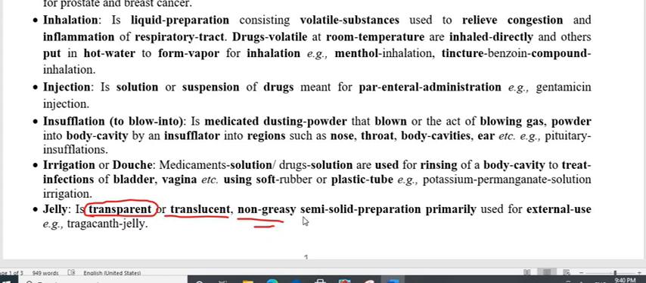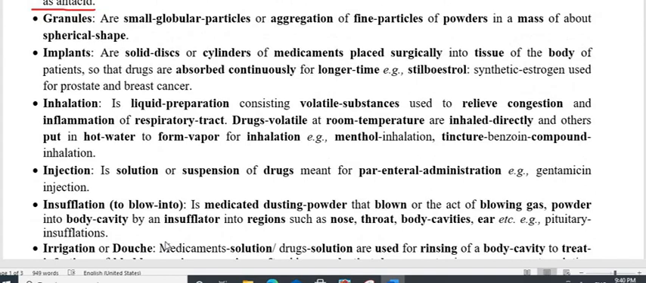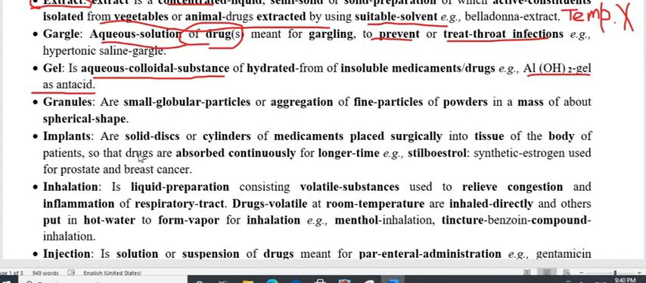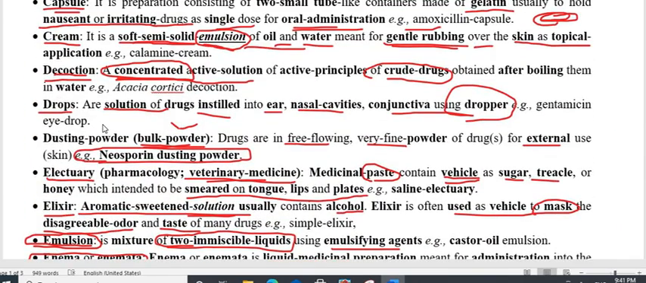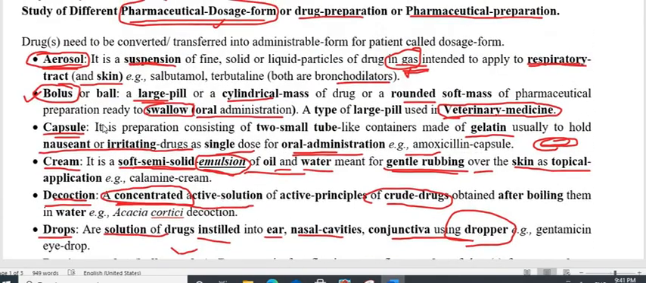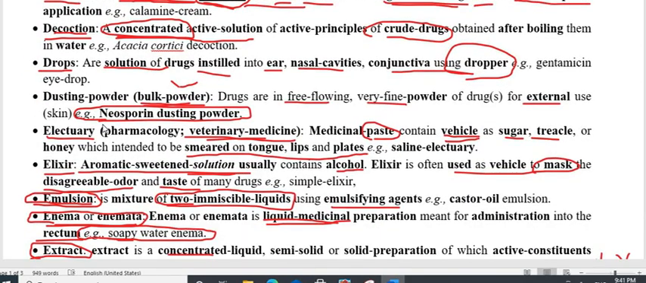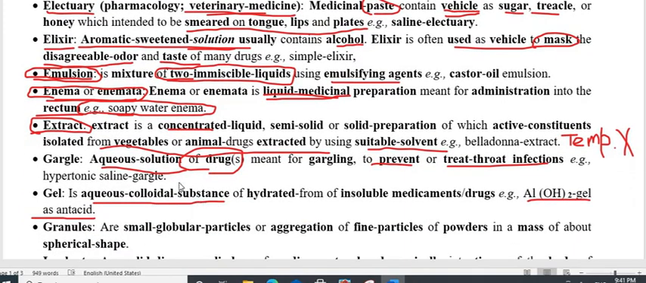And the jelly is also semi-solid in nature, and is used for external use. No doubt this is quite similar to the cream, or you can say the gel. The consistency is quite similar, but in the case of gel you will find it is a colloidal substance, whereas the cream is a mixture of two immiscible liquids, particularly oil and water, called an emulsion. So that is the emulsion.